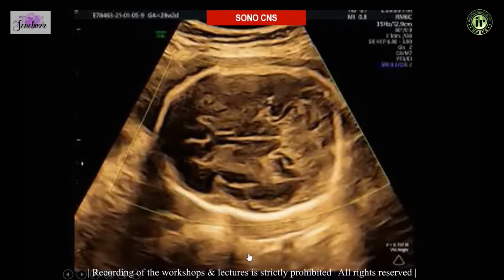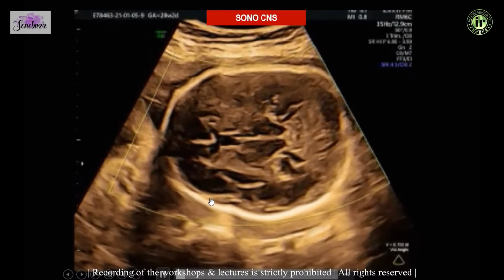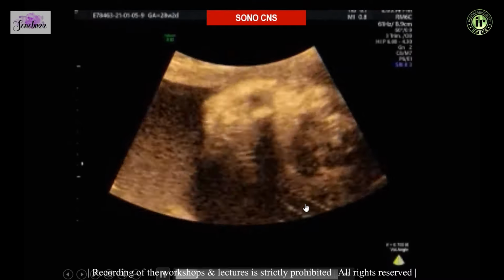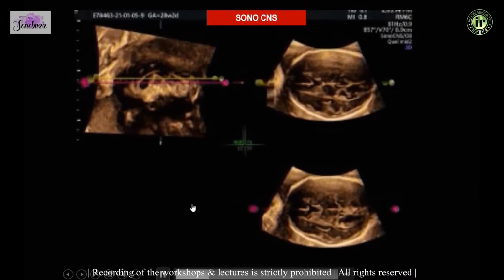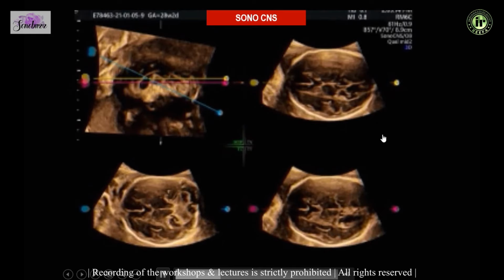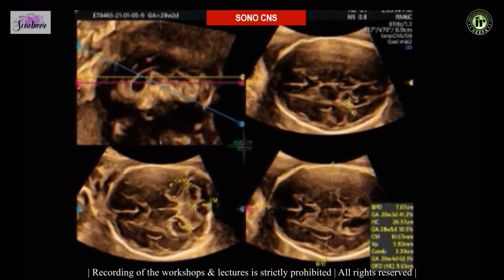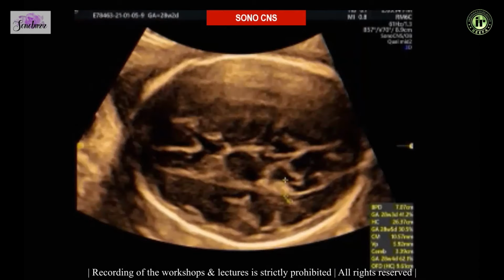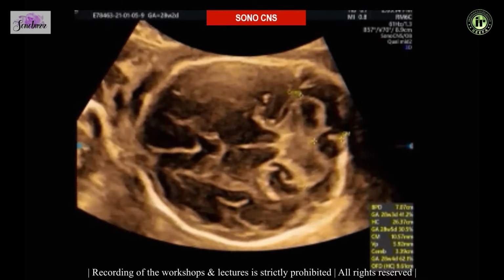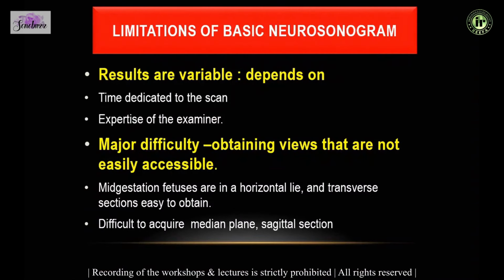Now this is a new technique called Sono-CNS, auto Sono-CNS, where the Voluson E10 grabs the volume, as you can see here, and the machine itself creates all the sections, all the 3 axial sections, and also gives us the measurements automatically. So artificial intelligence is used, and the planes are absolutely perfect, and you can see that even the ventricle is measured accurately, even the cerebellum and cisterna magna, and this is really going to be useful in the future.